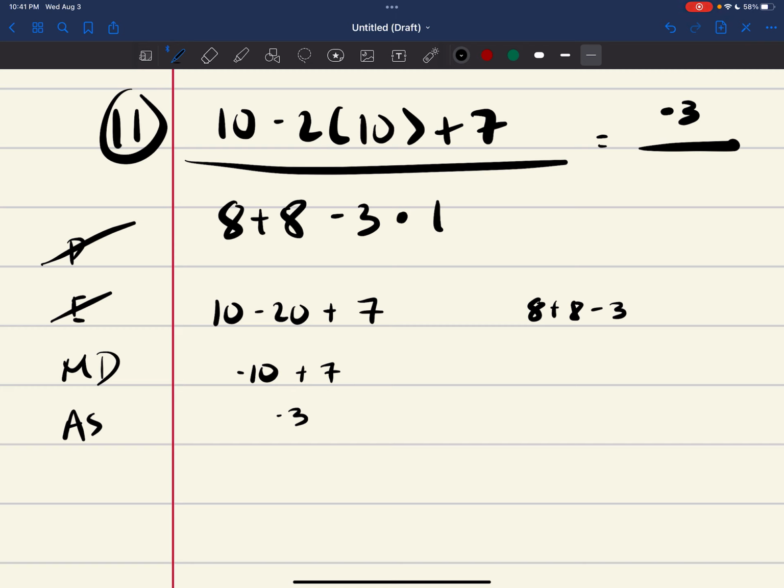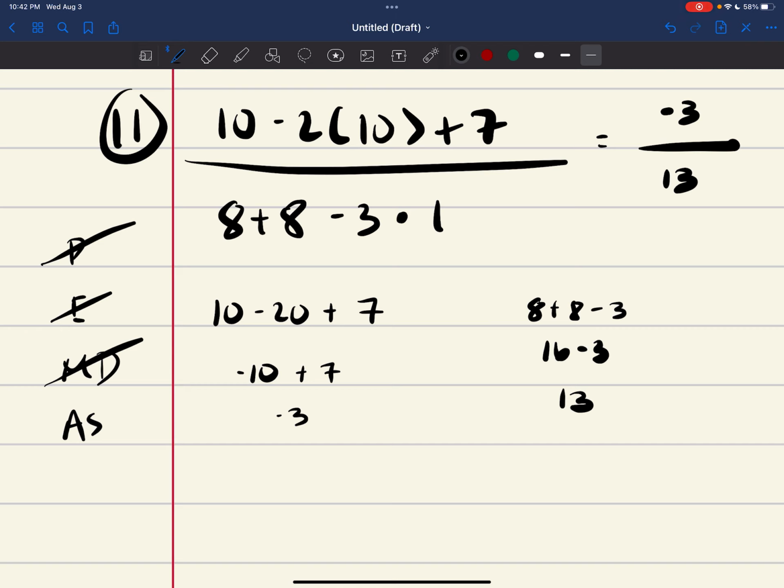Well, what do I need to do? I need to go ahead and move on to addition and subtraction, whatever appears from left to right. 8 plus 8, that's involving addition, and that's going to be on the left side. 8 plus 8, that's going to be 16, minus 3, 16 minus 3, that's going to be 13. So I'm left with negative 3 divided by 13.